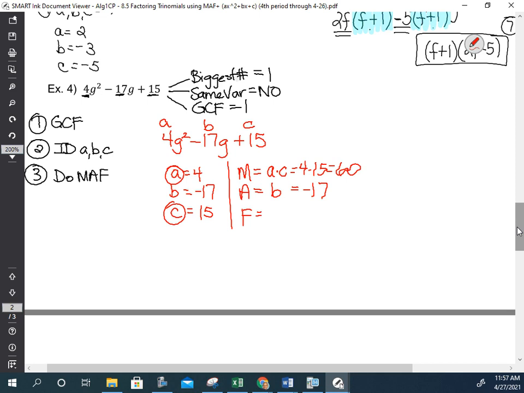F is 2 numbers that multiply to 60 and add to negative 17. So now it's time to do some thinking. We have to figure out what these 2 numbers are, if they even work.